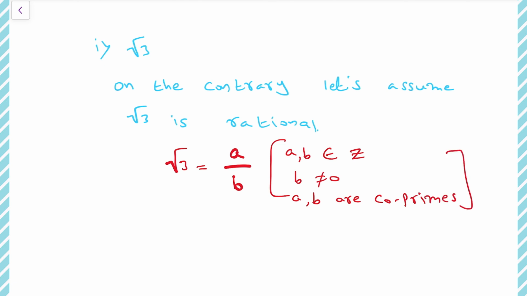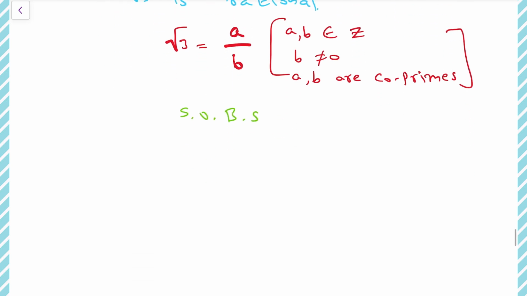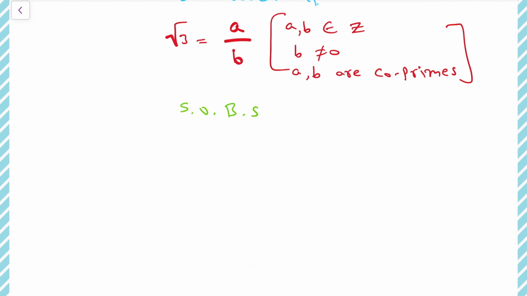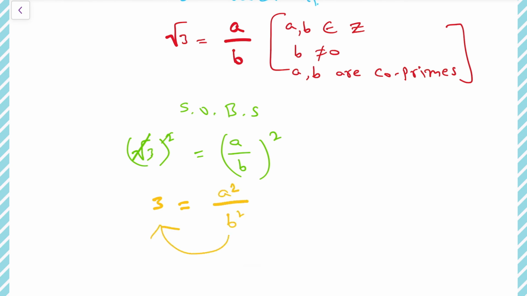Whenever you are going to solve this kind of questions, that is root 2, root 3, root 5, root 7, root 11, root 13 like this, you need to do squaring on both the sides. So for this question, squaring on both the sides. Then it will become root 3 whole square equals a by b whole square. Here square root and square both will get cancelled. Then we remain with 3 equals a by b whole square, which is nothing but a square divided by b square.